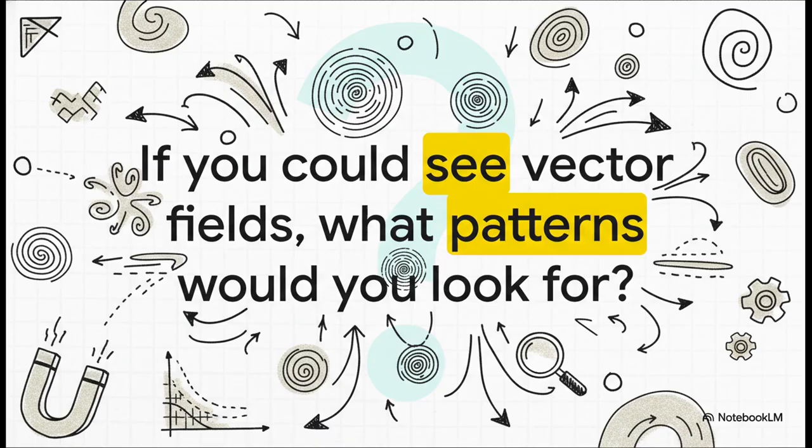So, I'll just leave you with this final thought. The question on the screen. If you could suddenly see all of these vector fields around you, the flow of heat from your coffee, the pull of gravity on everything, the swirl of the wind outside, what patterns would you look for first?